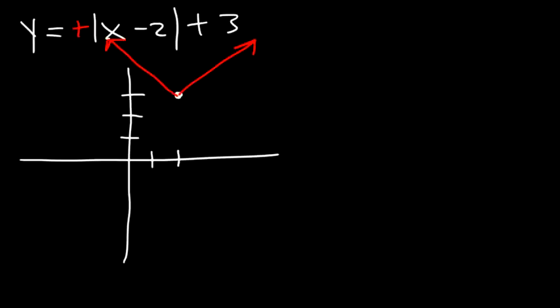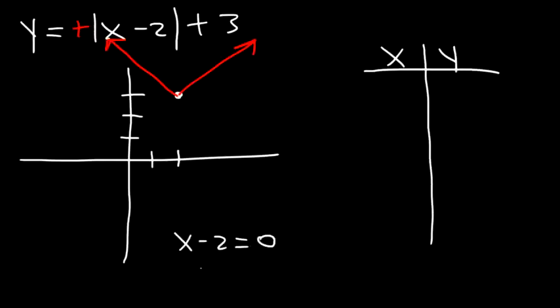By the way, for those of you who prefer to use tables, here's what you want to do. If you set the inside part equal to 0, this will give you the x-coordinate of the vertex, which is 2. After that, you want to make that your center point. Choose 2 points to the right of 2 and 2 points to the left, and find the y values at those points. When you plug in 2, y is going to be 3.